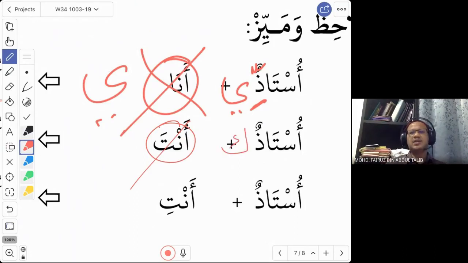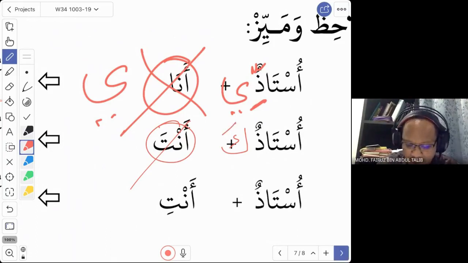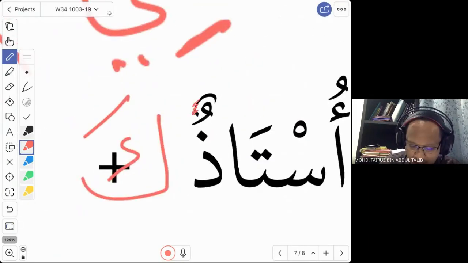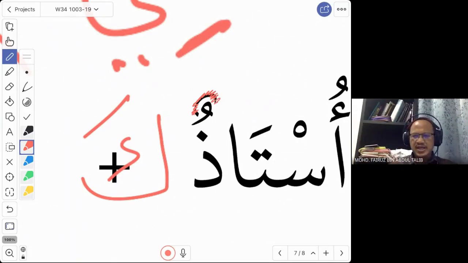So how do you read this word now? Ustazunka? No, we don't say ustazunka. You do not read with the tanwin. Why? Because tanwin, as we have learned, is only for the last letter of the word. Ustazun, yes. But now it is not ustazun. Now you have another letter after the zal. So ustaz, you just remove the tanwin, retain the dhamma, ustazuka. Okay, so this is for ustazuka.